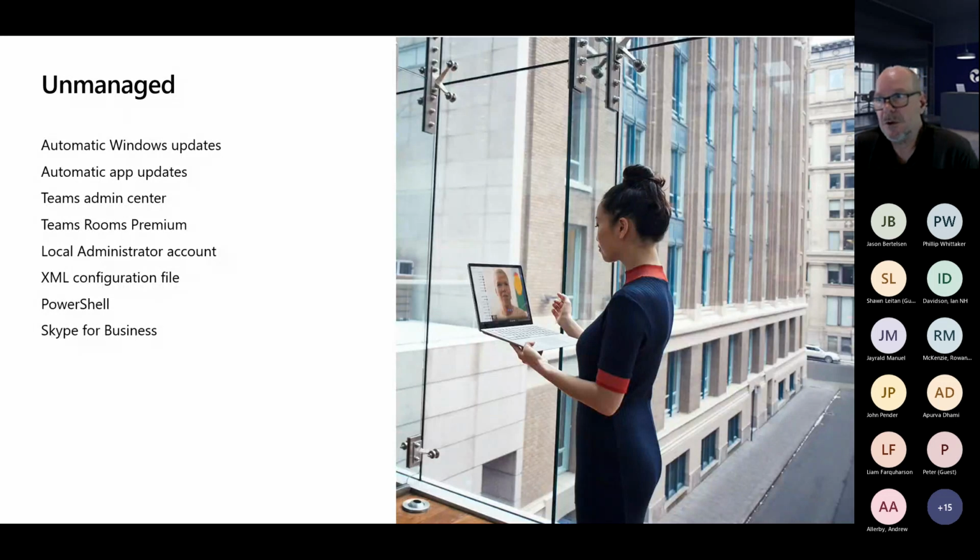So there's a couple of options with your Teams rooms, unmanaged, and that sounds a little bit strange, but it just means, well, I'm not going to enroll it in Intune. I'm not going to enroll it in Azure Active Directory or Active Directory on premises. And in the case of Windows, they'll automatically update. You can do a lot of the settings from the Teams admin console.